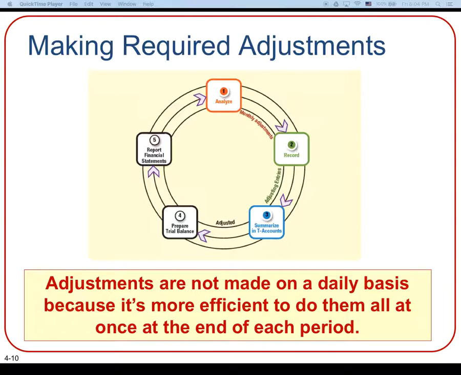But adjustments are not made on a daily basis because it's very difficult to recognize, let's say, rent day by day, right? So months is already difficult enough. You can't just recognize everybody's salary expense every day. We normally do it at the end of each accounting period. So some companies do it quarterly, some companies do it monthly.